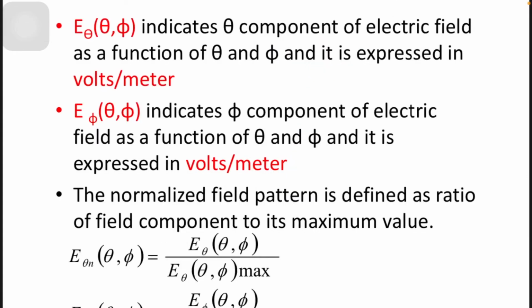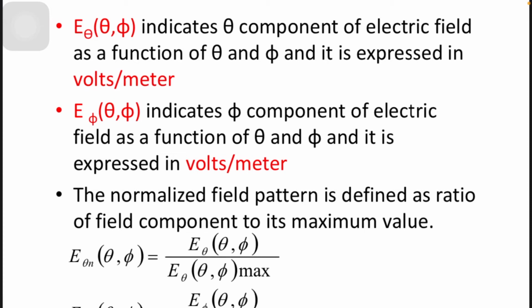E theta of theta comma phi indicates the theta component of the electric field as a function of theta and phi, and it is expressed in volts per meter. E phi of theta comma phi indicates the phi component of the electric field as a function of theta and phi, and it is expressed in volts per meter.